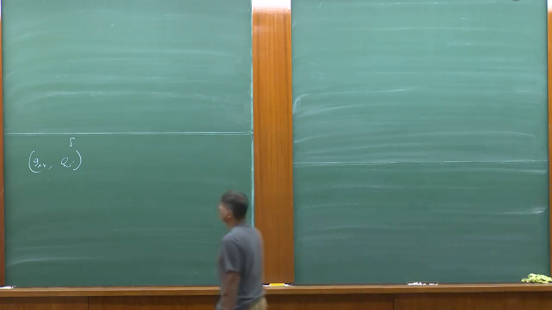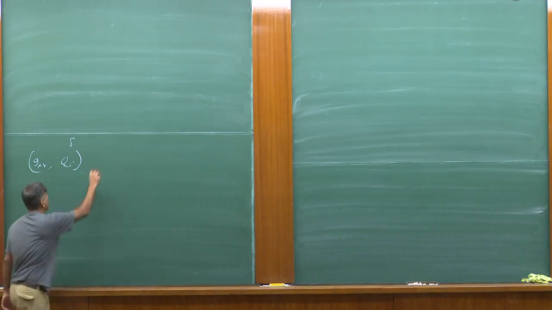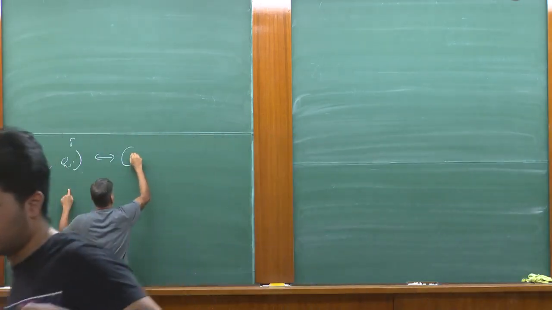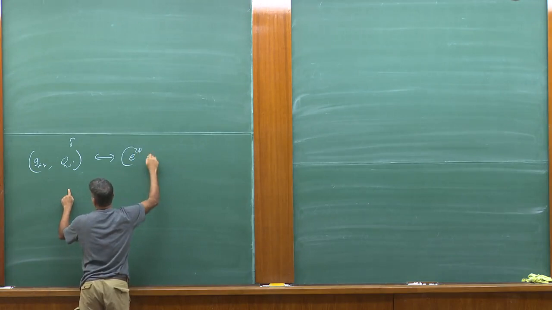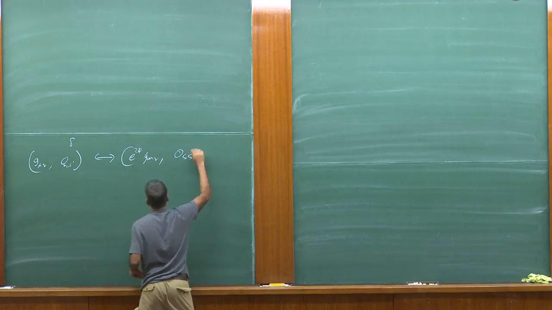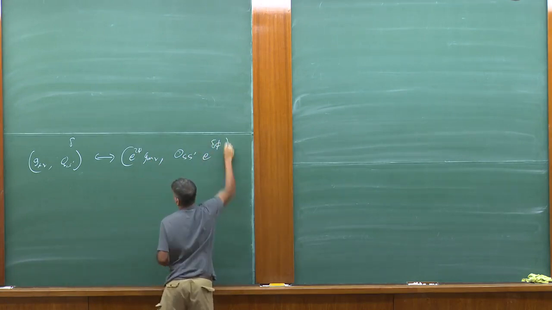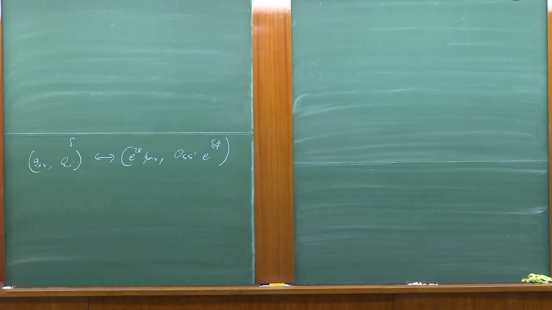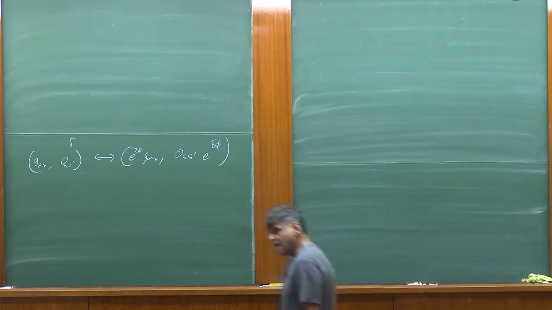If this operator has weight delta, then we have e to the power 2 phi g mu nu times O S S prime e to the power delta phi. And as always, this arrow means that we get the same correlation functions starting with this couple. So we put lots of insertions of O times e to the power delta phi on that metric, and we get the same answers for the correlators.